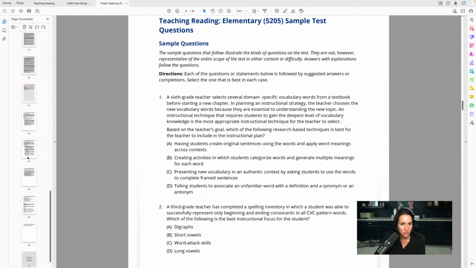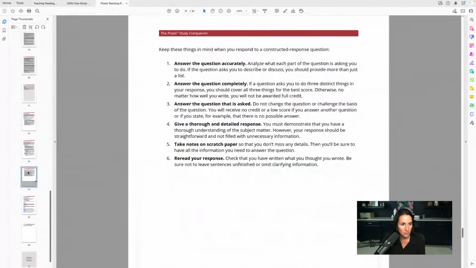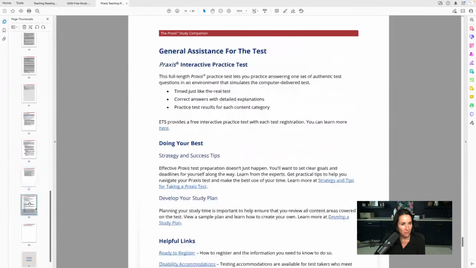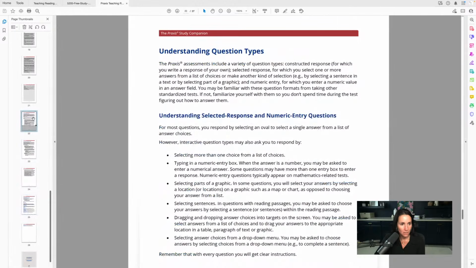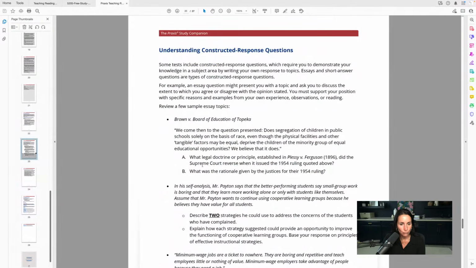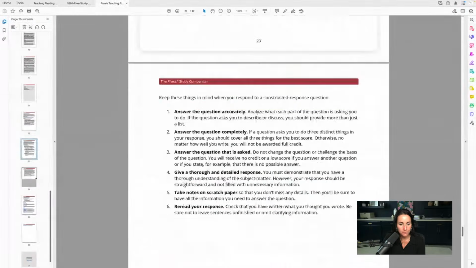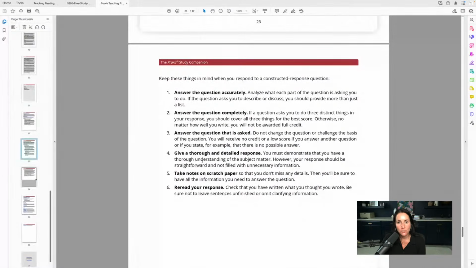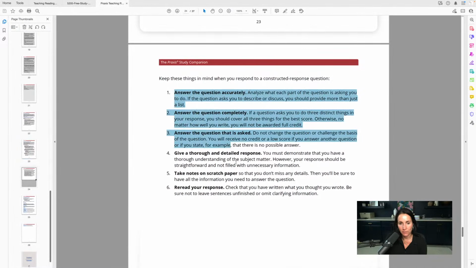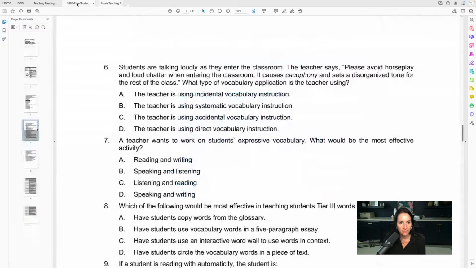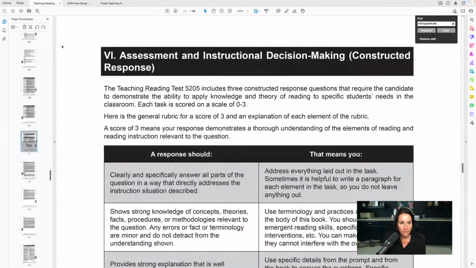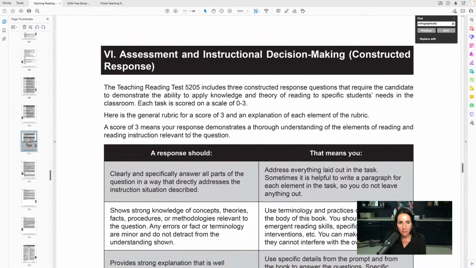Let me go back to their constructed response questions here. Oh, do they not have the rubric in here? Let's just see real quick. Here's the rubric. This is the rubric for, you want to make sure that you've answered the question accurately, the question completely, things like that. But I break it down into more specifics here, so here it is right here.